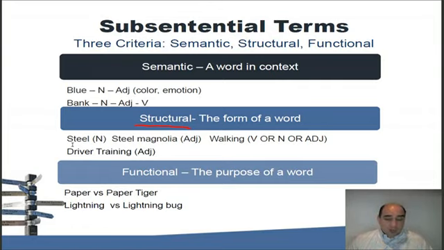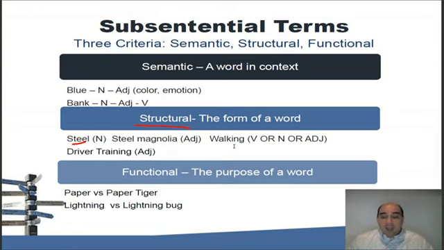So, for example, we look at the word steel. We think, oh, steel, it's a noun. I bought some steel. The house is made out of steel. Okay, but I could say also steel magnolias. It's no longer a noun. It's in the adjective slot, but its structure is still noun-like.